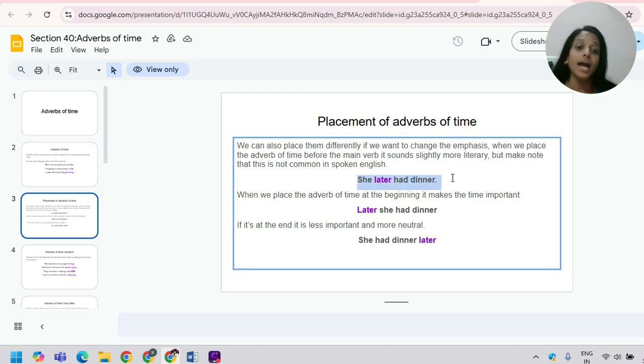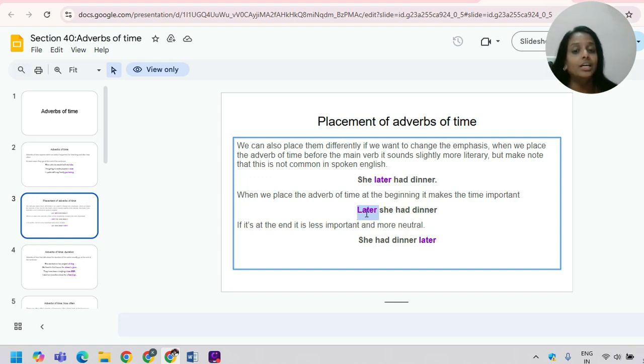She later had dinner. See here, it comes before the main verb had. And later she had dinner. We place the adverb of time at the beginning in order to emphasize the importance of time. Okay, so that's why: later she had dinner.